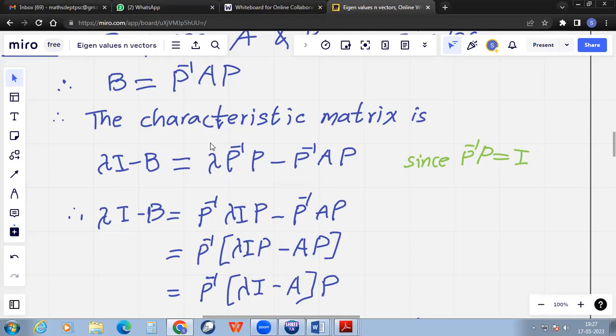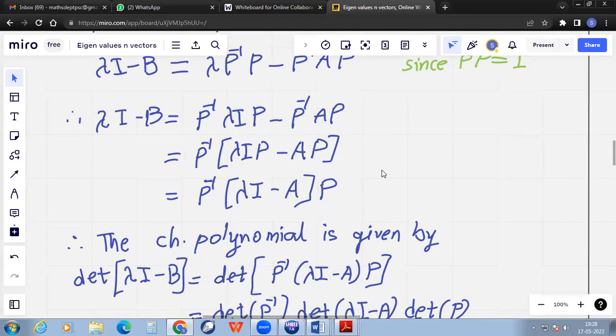Now this lambda being a scalar, it may be taken inside or out. It is scalar multiple of a matrix. So we have taken lambda in, and we know any matrix can be written as identity times the matrix. So identity can be inserted here. Now what you observe? This particular matrix is now expressible in the fashion P inverse times something into P. Here also we are having the same. And we know matrix multiplication distributes over addition, subtraction. Moreover, it is associative in nature.